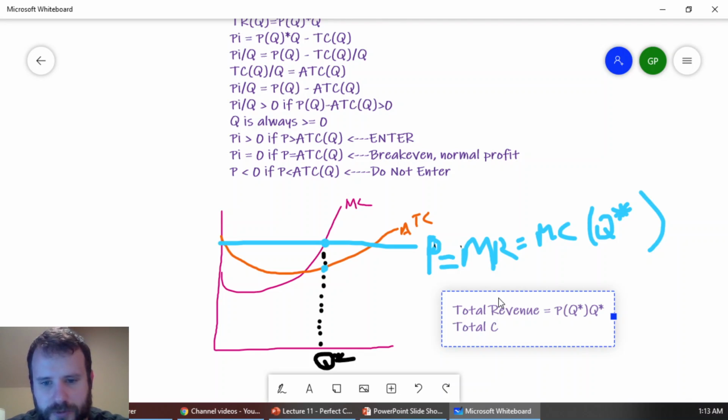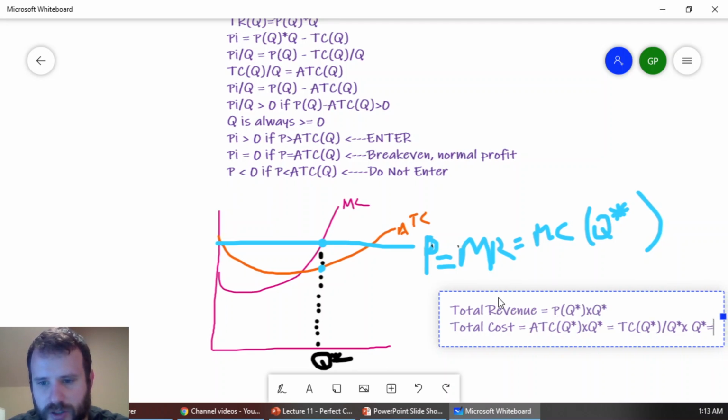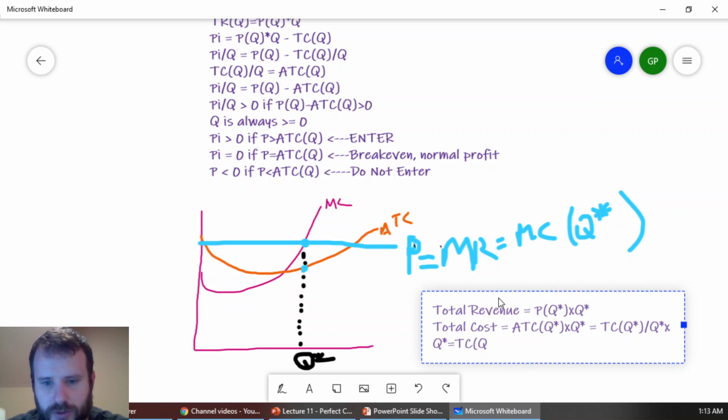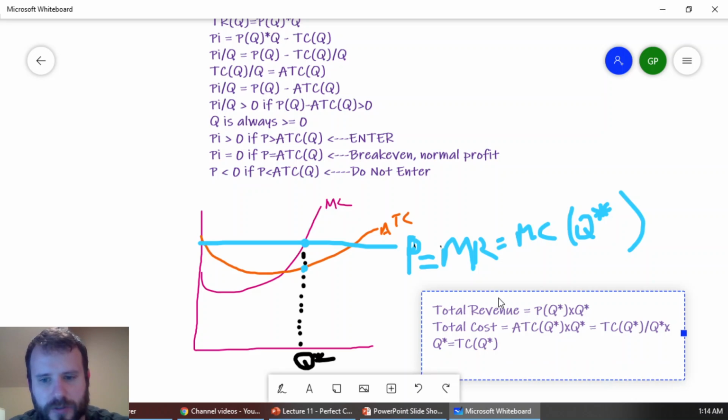Total cost. ATC of Q star. I guess I will just do X. ATC of Q star times Q star. Right, because TC of Q star divided by Q star, times Q star, is TC. So your total cost, you just get back your total cost when you multiply average total cost by Q star.